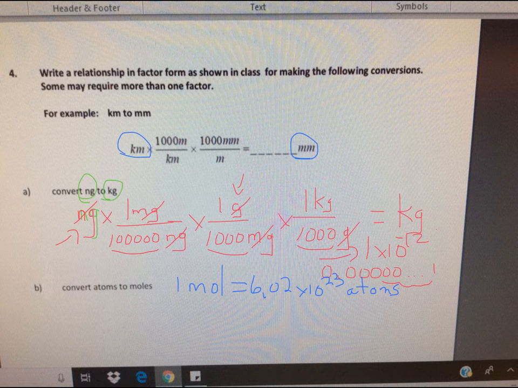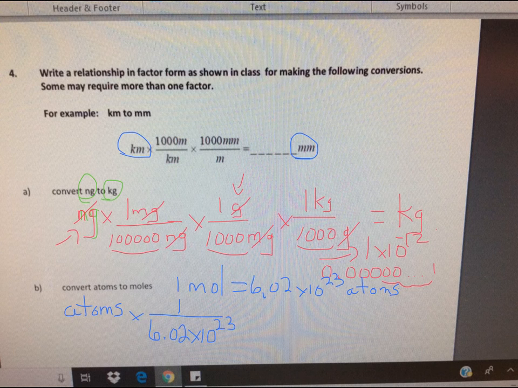So how we convert is if we start with atoms and we're going to moles, we're going to do it just like at the top there. Moles are a bigger unit of measurement than atoms. So moles are kind of like your kilograms, and atoms are like your milligrams. One's much bigger than the other in terms of a unit of measurement. So if we are going from a small to a big, then we're going to be doing 1 over the conversion factor, just like we did in part B above. And so you're going to do that.